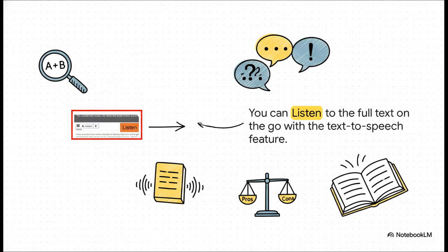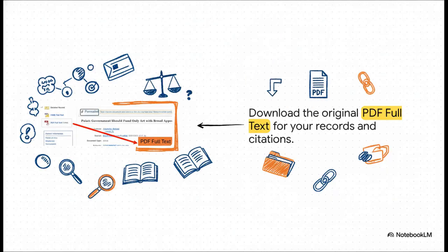So once you're in the article, check out these incredibly useful tools. One of my personal favorites is this Listen button. It gives you a text-to-speech reading of the entire article, which is perfect for multitasking, or if you just happen to be an auditory learner. So cool. And for any serious researcher out there, this is a game changer. The PDF full-text link gives you a perfect, downloadable copy of the original publication. This is absolutely essential for getting your citations right and for keeping all your research organized.